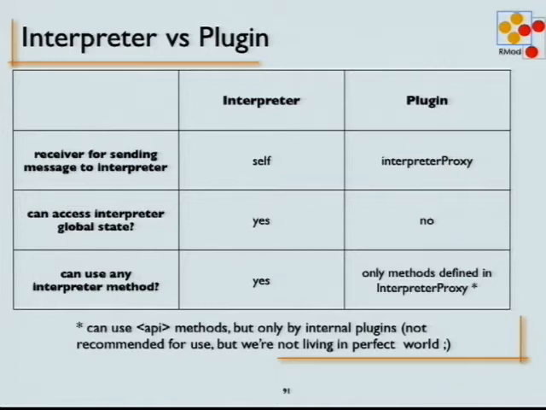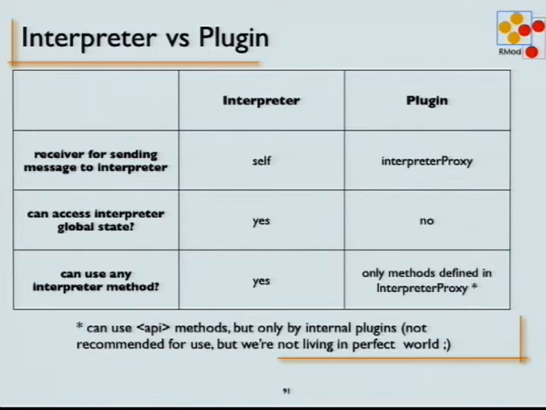So this is a summary table for implementing primitives in the interpreter versus a plugin. For every message send, as I told before, in the interpreter you usually do self sends. In a plugin you should always delegate to interpreterProxy. In the interpreter, of course, you can access all global state declared for the interpreter, like its instance variable names and so on. In a plugin, you cannot access this state directly. You can only use the IP provided by interpreterProxy. But of course, you can use the state declared for your plugin. So if you put instance variables local to your plugin, you can always use them in your code.